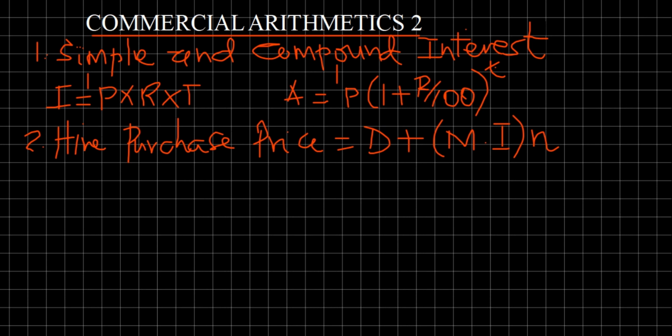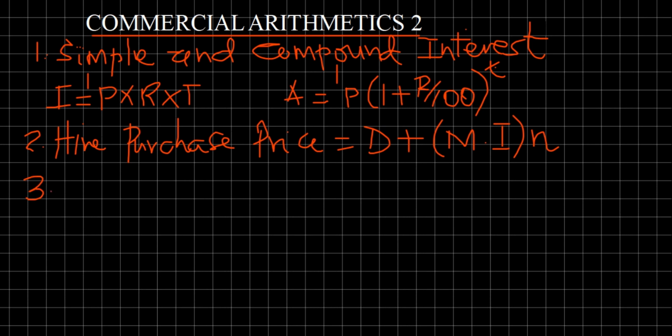So that is why we say that the hire purchase price is given by the deposit that you paid instantly, and then the monthly installment, the amount that you are paying each and every month, and then you multiply by the number of months that you are going to repay that remainder.